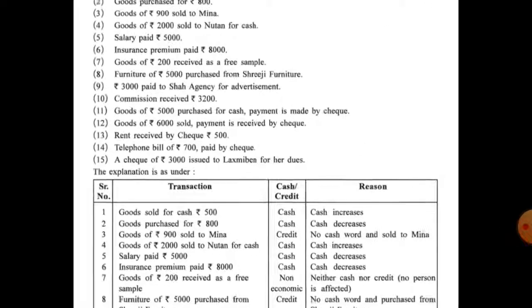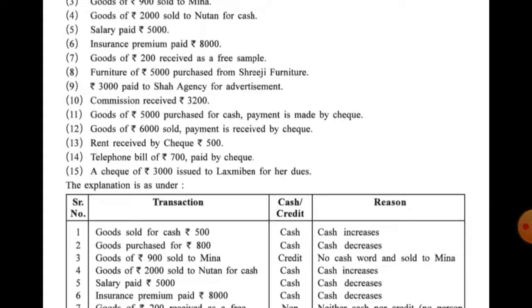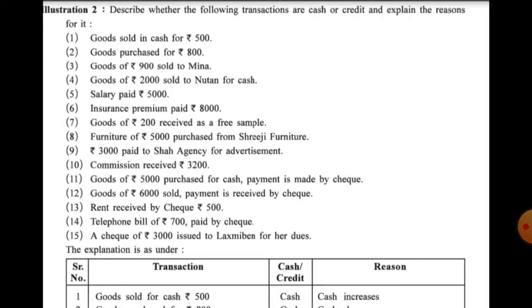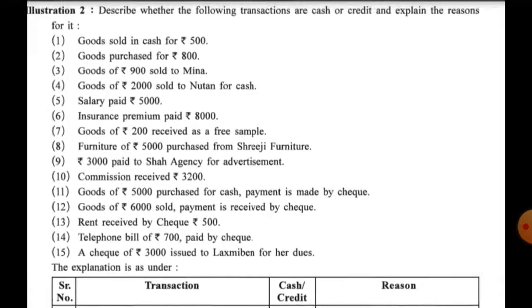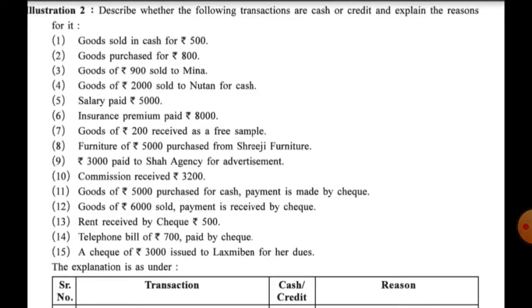Now, after understanding how to identify whether a particular transaction is cash or credit, let us understand it more precisely with the help of an illustration. Illustration number 2, given in your textbook. Describe whether the following transactions are cash or credit and explain the reasons. The first transaction is goods sold in cash for rupees 500.